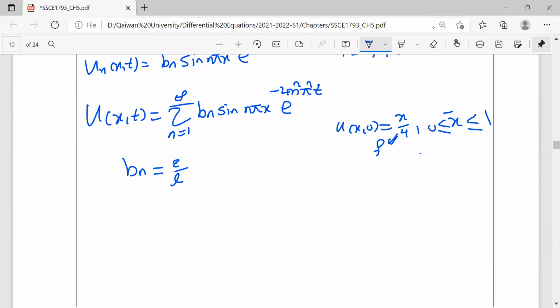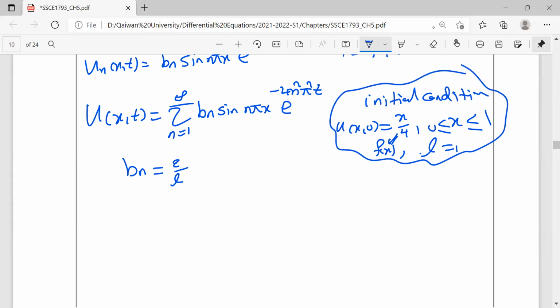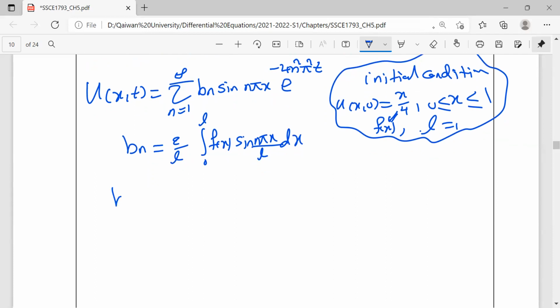This is f of x, and L is 1. This is the initial condition. It's given as 2 over L, integration from 0 to L for f of x times sine n pi x over L dx. So Bn equals 2 over L, which is 2. Integration from 0 to 1, because L is 1. F of x is x over 4, sine n pi x over 1 dx.